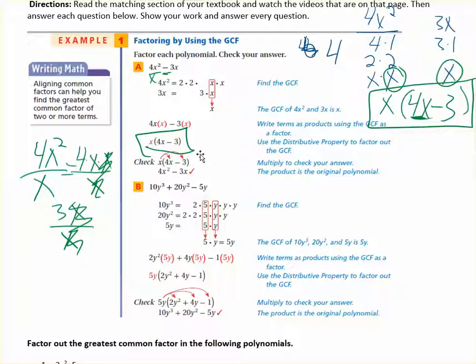You can use the distributive property to check your answer. So you would take x times 4x, that's 4x squared, so that works. And then you would take x times negative 3, and that's minus 3x, so that works. So you check it with the distributive property.